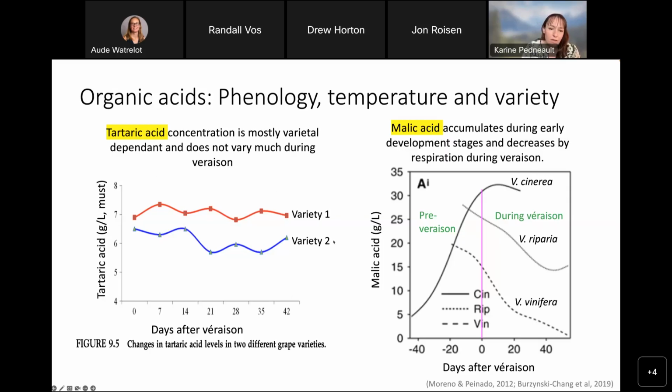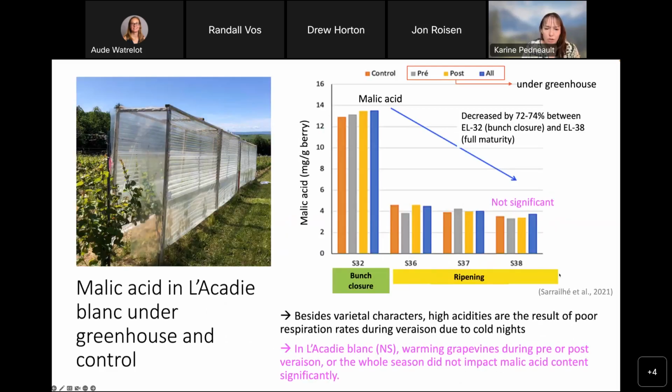Another thing, tartaric acid doesn't follow a really clear curve. It can decrease a little bit during veraison, but it usually doesn't follow that much of a trend. Malic acid is the main one that decreases during veraison. So I'm going to show you some results that we have about malic acid.